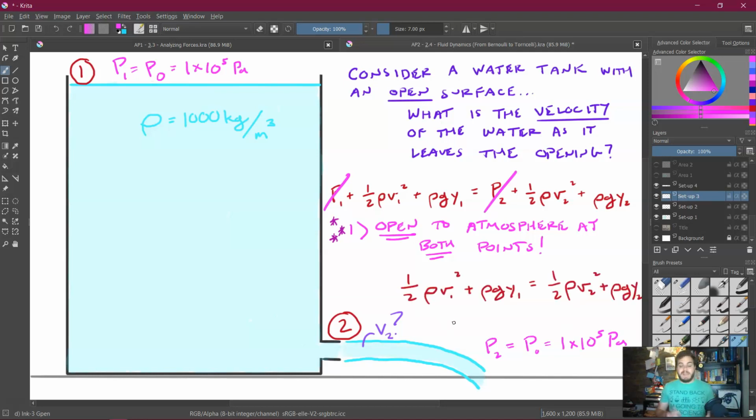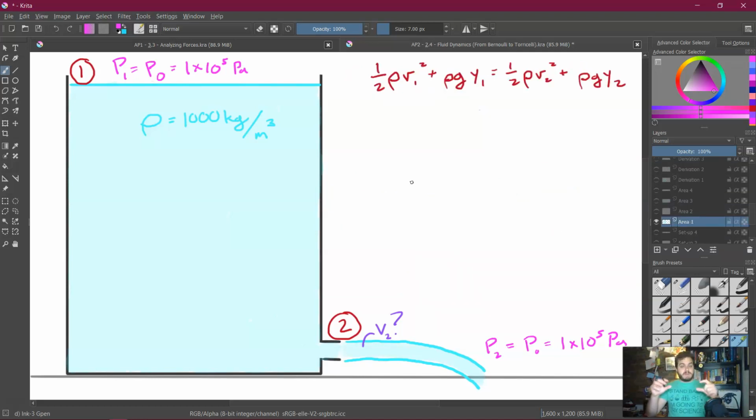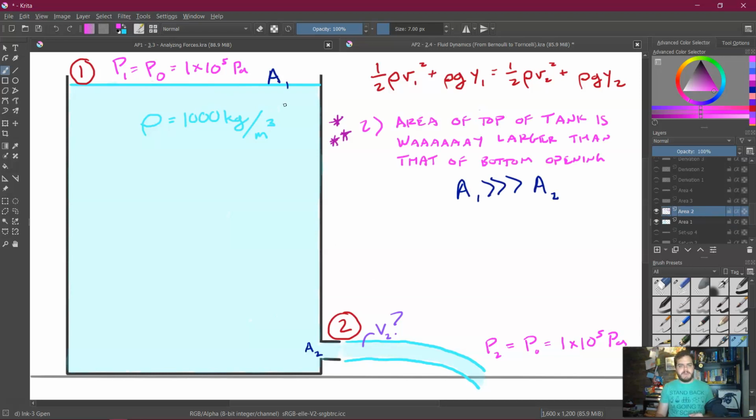Now we're just left with 1/2 rho v1 squared plus rho g y1 equals 1/2 rho v2 squared plus rho g y2. So I just rewrote the equation here at the top, so when we cancel out the pressures, this is what we're left with. And the next thing we want to notice actually is a bit more of an assumption, but what we will notice is that the cross-sectional area at the top of this tank, so this big cross-sectional area at the top, should be significantly bigger than that little cross-sectional area with the spigot hole at the bottom. So A1 is much, much greater than A2.